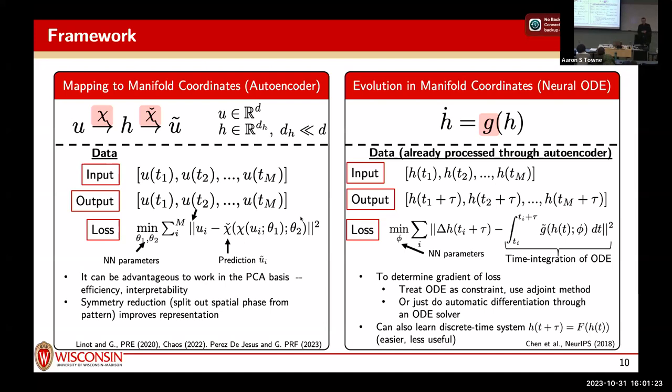The other part of the story is we want an evolution equation on that surface. And so here's our evolution equation. We just have H dot equals G of H.